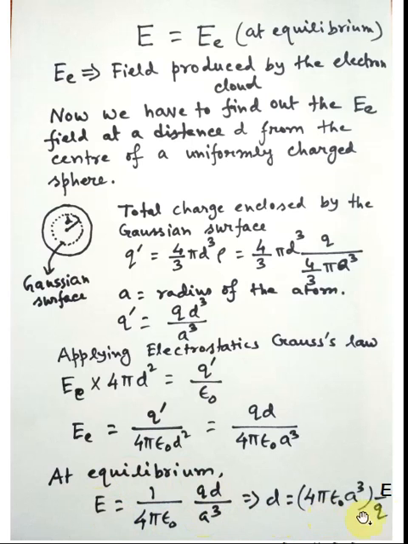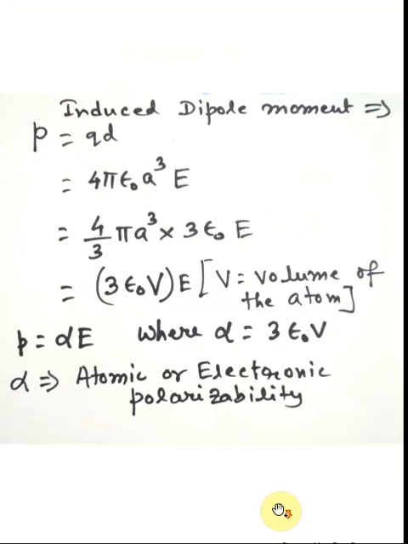So from there, the equilibrium separation distance d can be written like this. Why are we interested in finding this equilibrium separation? Because from here we can find the dipole moment. This is the induced dipole moment, because we are applying the electric field and we are getting a dipole moment. The value of the dipole moment will be p equal to q d, and if we put in the value of d here, it becomes 4 pi epsilon naught a cubed E. Then q will cancel and we get the value like this.